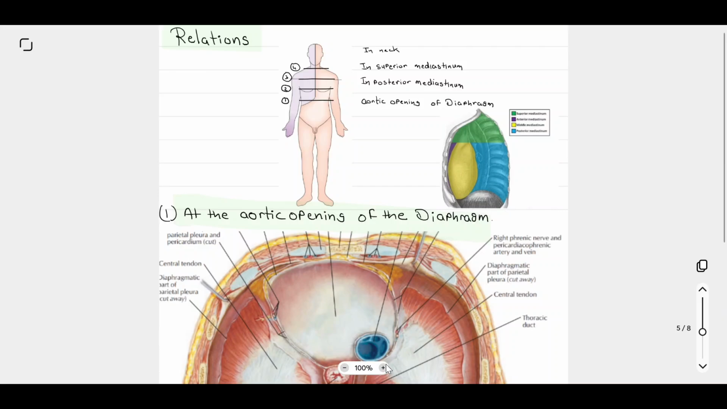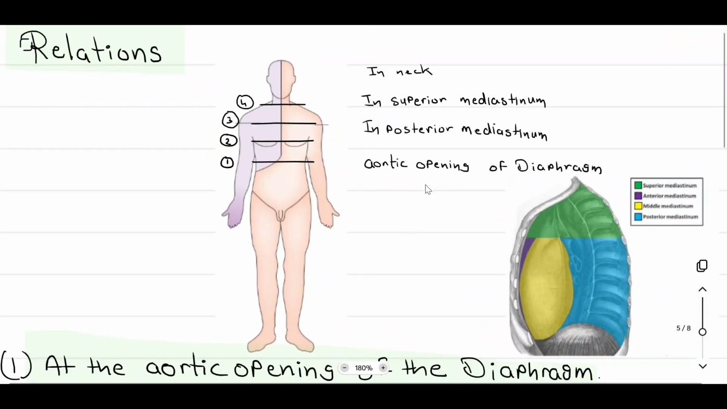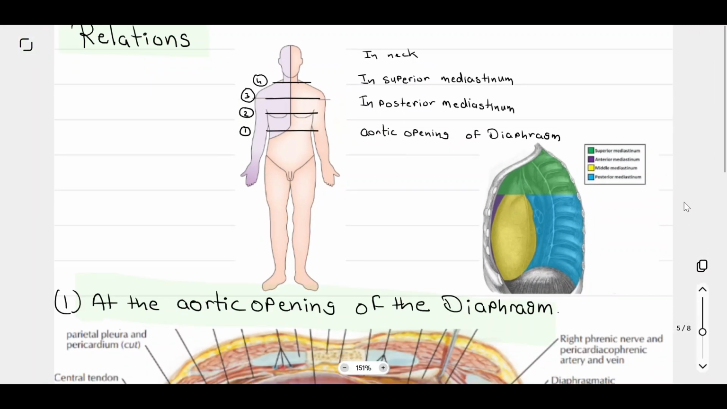The relations of the thoracic duct we will see at the level of the aortic opening of the diaphragm. Secondly, in the posterior mediastinum. Thirdly, in the superior mediastinum, and fourth, in the neck. So one by one we will cover relations at these levels.